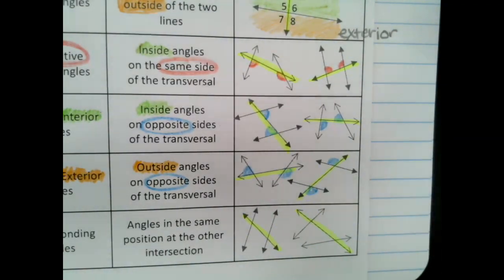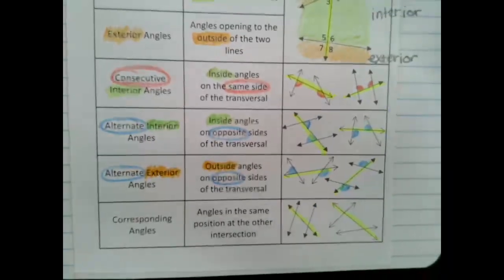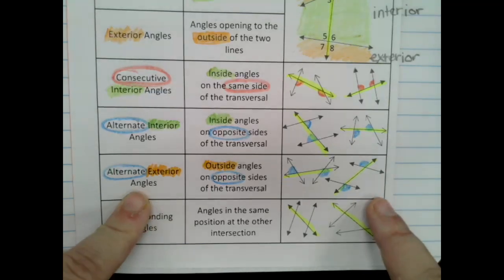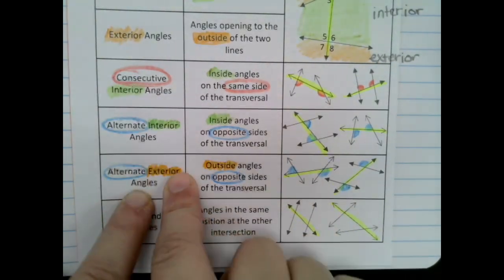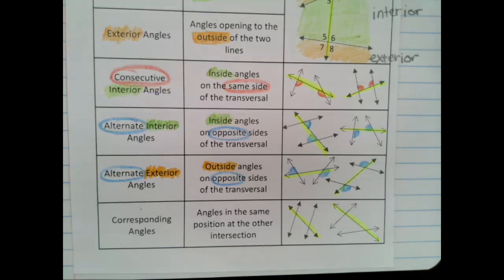All right, last one. We have corresponding. Now, you might have thought we have consecutive interior, alternate exterior. What's kind of our missing one? You would think maybe you would connect consecutive with exterior. Some geometry classes they do, some geometry classes they don't. We just don't worry about that one because we don't have an exact theorem that goes with it.